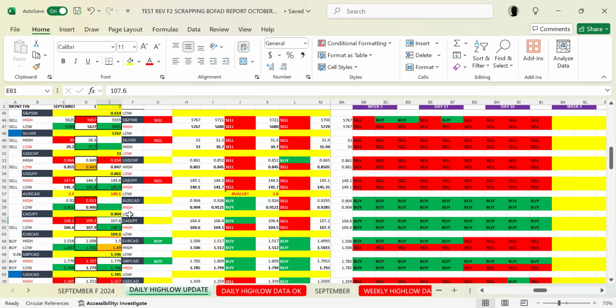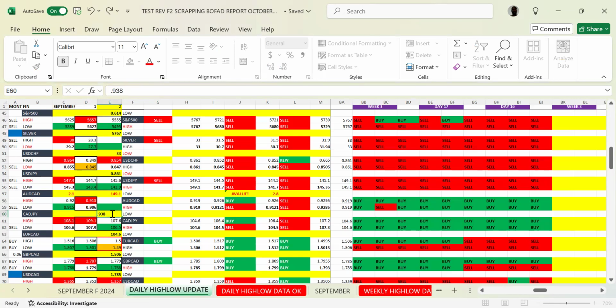So the next product is AUD card. For AUD card as well, we have 3 moves: 0.919, 0.938, and now 0.921. So at 0.919, what is it telling us? You can see that the market is a buy.